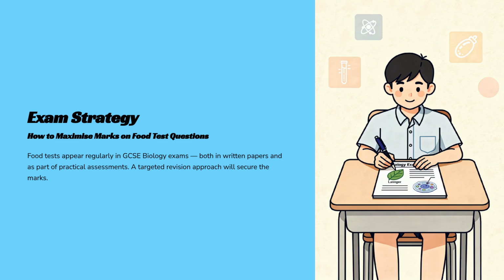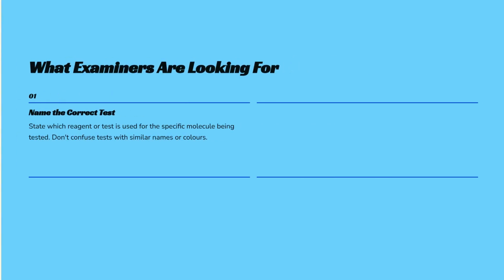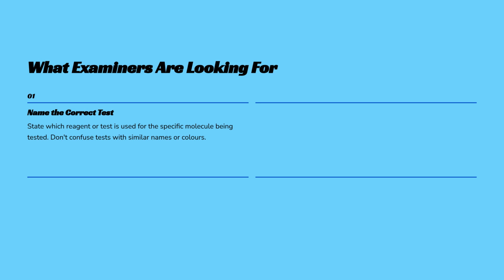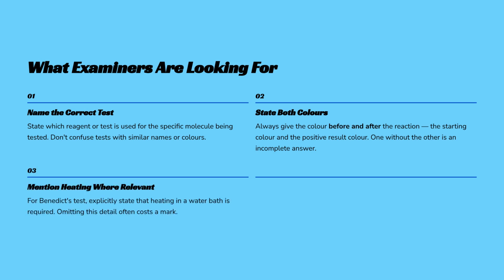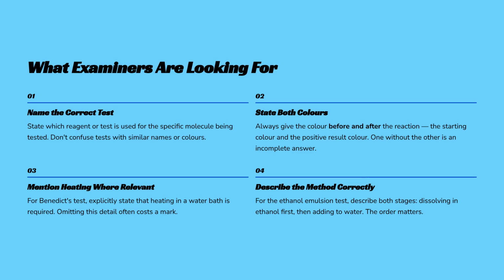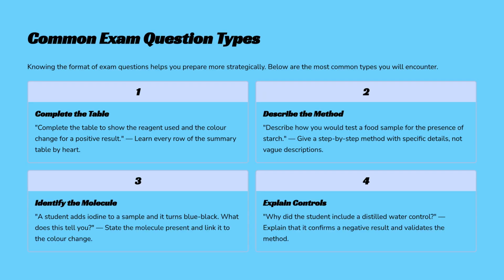Mastering exam strategy is key to securing full marks. We'll now look at how to approach common types of questions on these practicals. Examiners look for the correct naming of the test, clear descriptions of both starting and final colors, mention of heating where appropriate, and a correct, step-by-step method description. You will often be asked to complete a table, describe a full method, identify a molecule based on a color change, or explain the purpose of a control experiment.